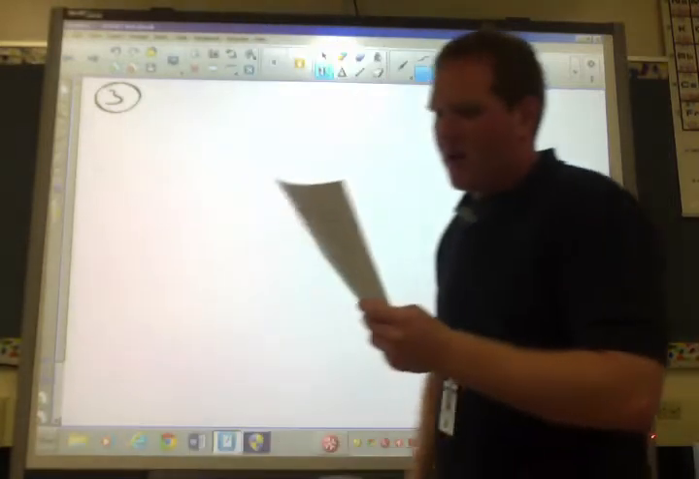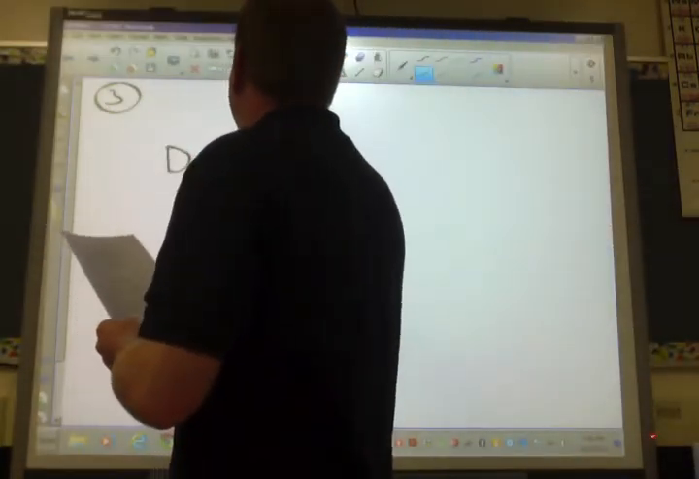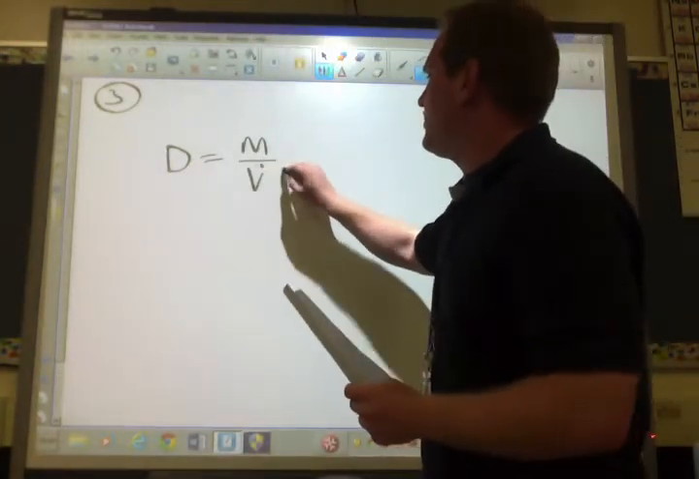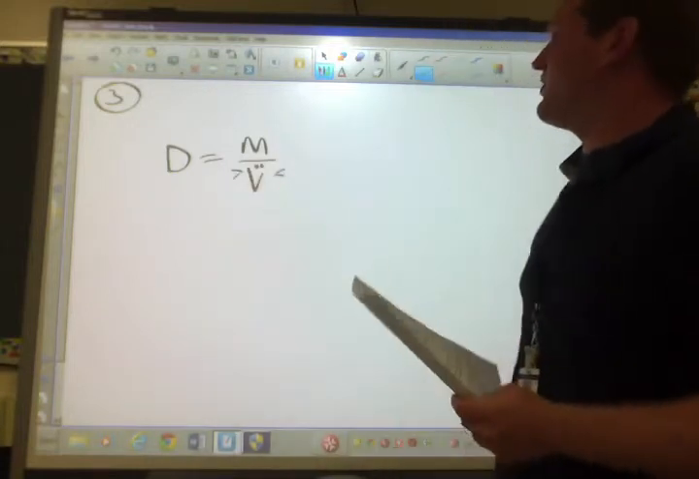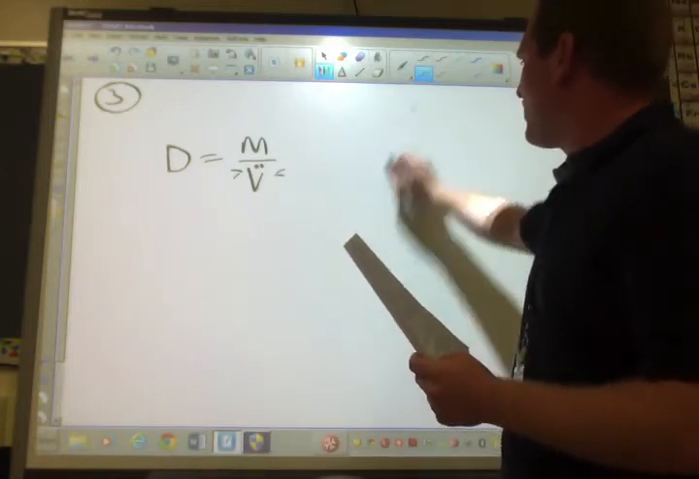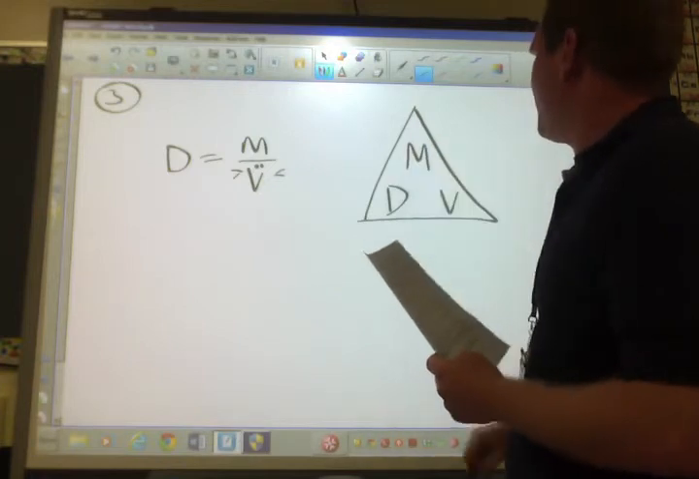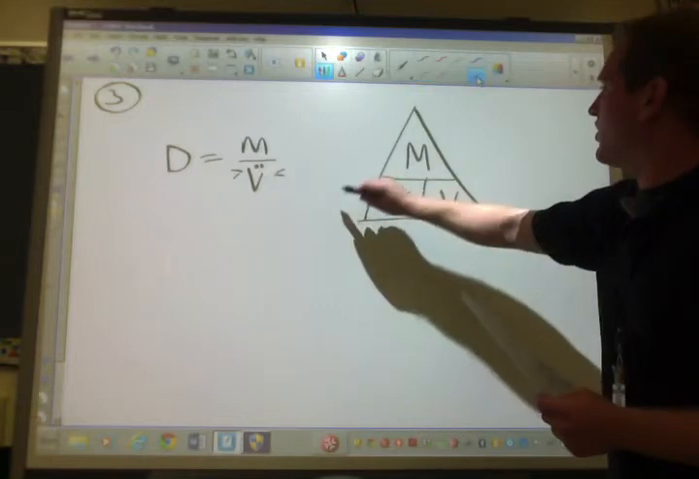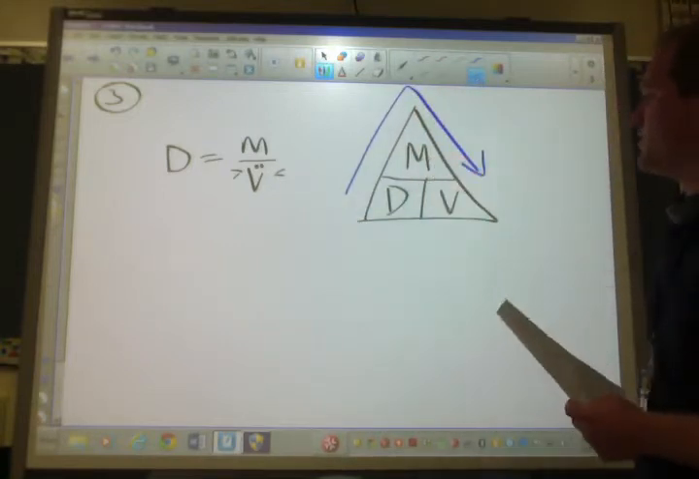Number 3. What formula is used to define density? Density equals mass over volume. I like to think of the density triangle that we set up, which goes D, M, V. Those of you who are driving now know it's a mountain of paperwork to climb over, the DMV. So density equals mass over volume.